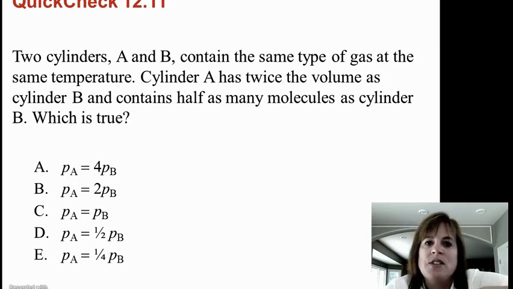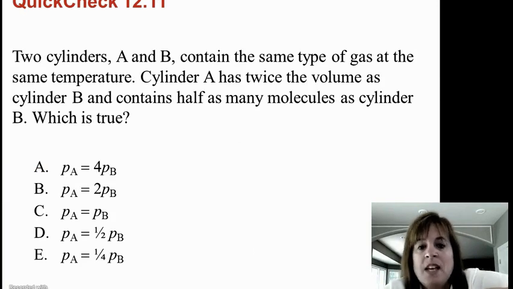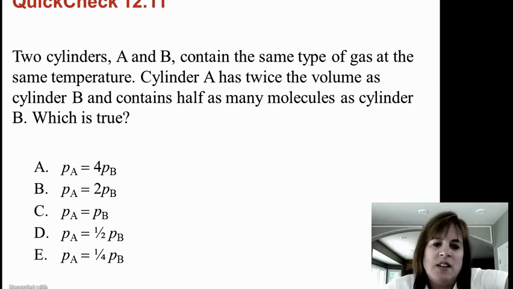All right, let's try another one. I have my two cylinders A and B again, and they have the same type of gas. This time they're at the same temperature. Cylinder A has twice the volume of cylinder B, but contains half as many molecules as cylinder B. So what's true about the pressure? Pause the video, see if you can get it right.